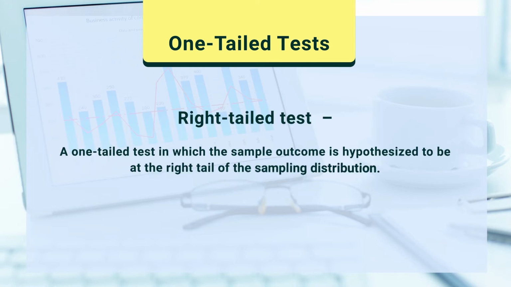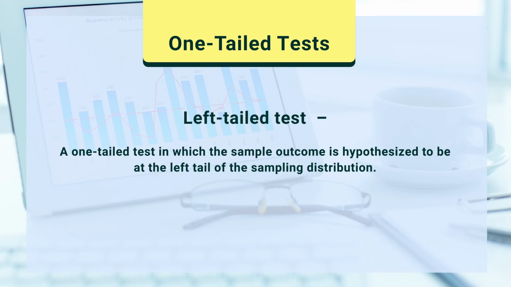And if you talk about a right-tailed test, it is a one-tailed test in which the sampling outcome is hypothesized to be at the right tail of the sampling distribution. And if you talk about a left-tailed test, it is a one-tailed test in which the sample outcome is hypothesized to be at the left tail of the sampling distribution. So this is basically the one-tailed test. It could be either the left tail or the right tail, and if there could be both, that is left tail and right tail, we will say it's a two-tailed test.